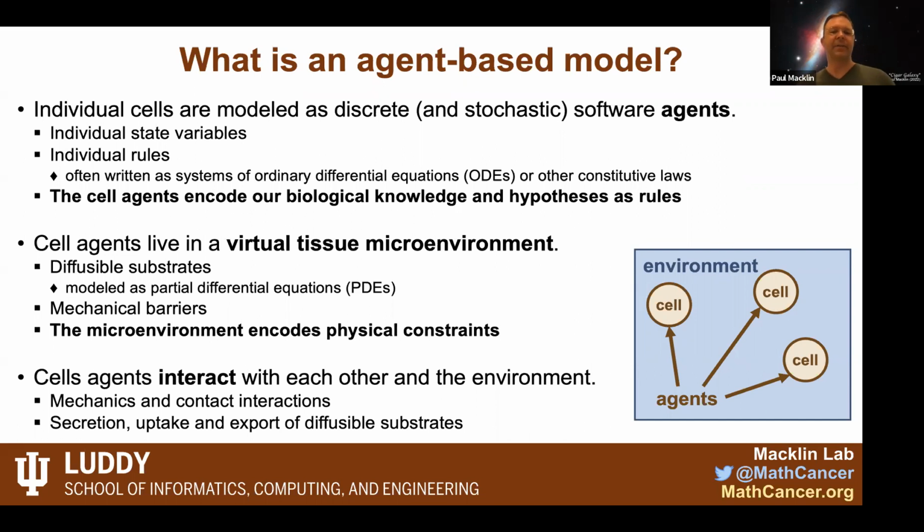Then these agents will tend to live in a virtual tissue environment, which will often be modeled as diffusion problems with partial differential equations. And really, the environment is the way of encoding the physical constraints on your cells. And then they interact with each other and this environment through the mechanics, contact, and other rules. And so you put those together, you get this hybrid discrete-continuum framework where you have discrete cells that can have discrete events like division events, birth events, death events, movement, or changes in state that can sometimes be stochastic. And then you put it into that continuum model of the environment. So you get this discrete-continuum representation.